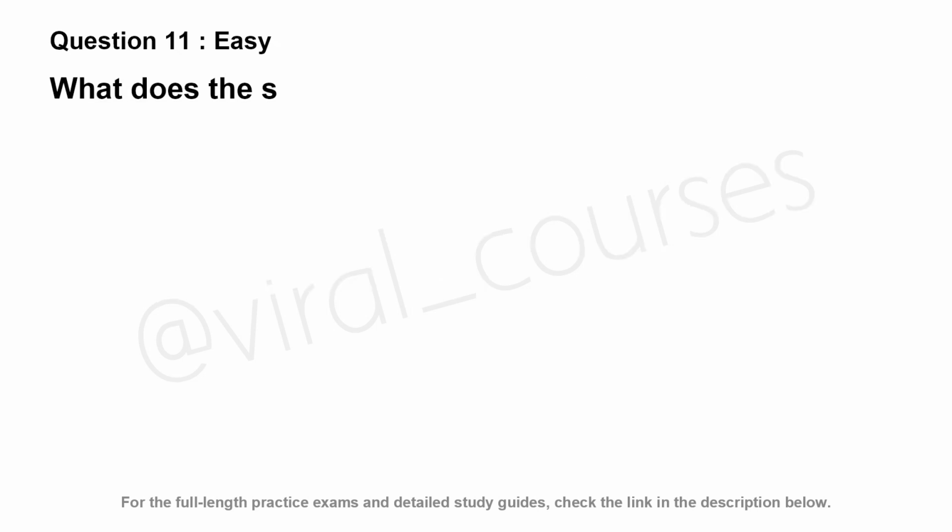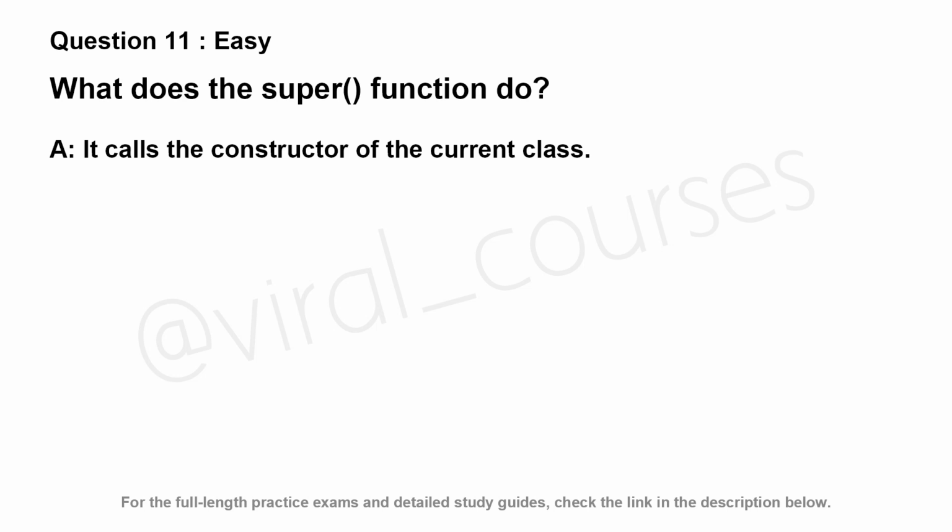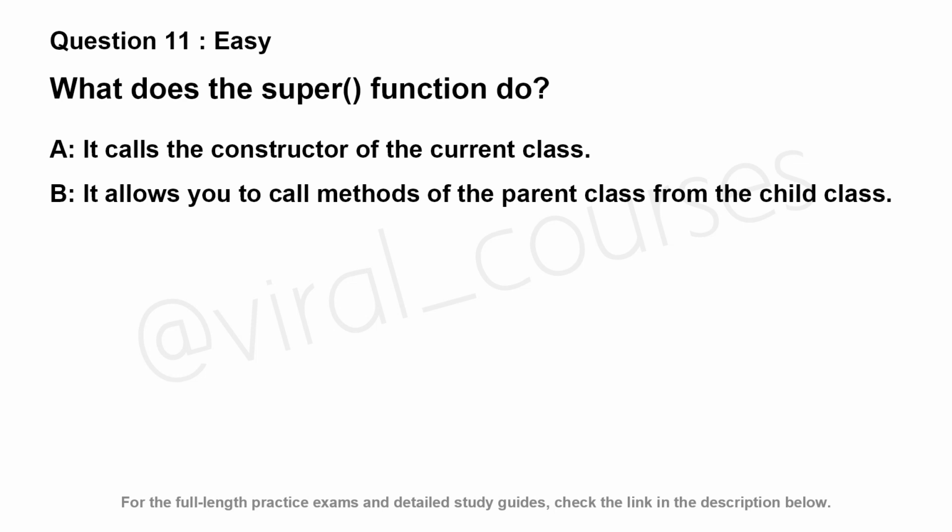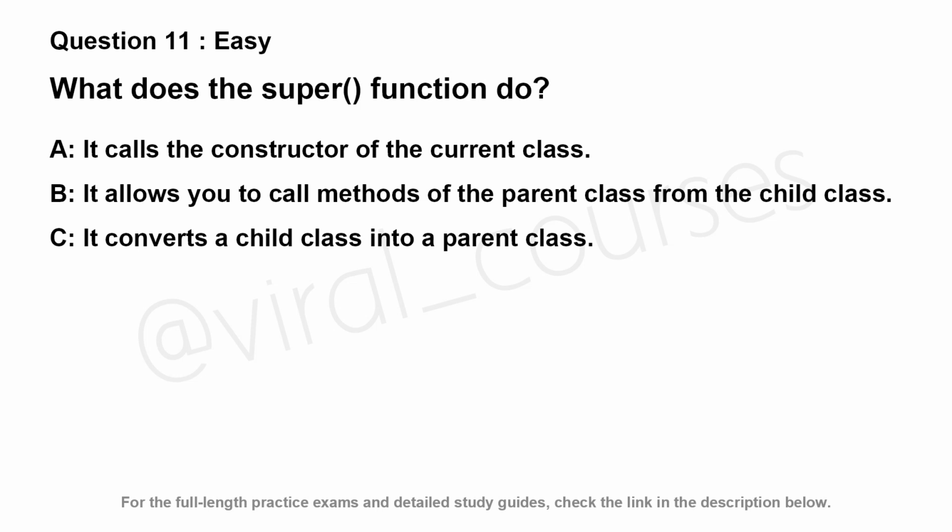What does the super function do? Option A. It calls the constructor of the current class. Option B. It allows you to call methods of the parent class from the child class. Option C. It converts a child class into a parent class. Option D. It stops the inheritance chain.